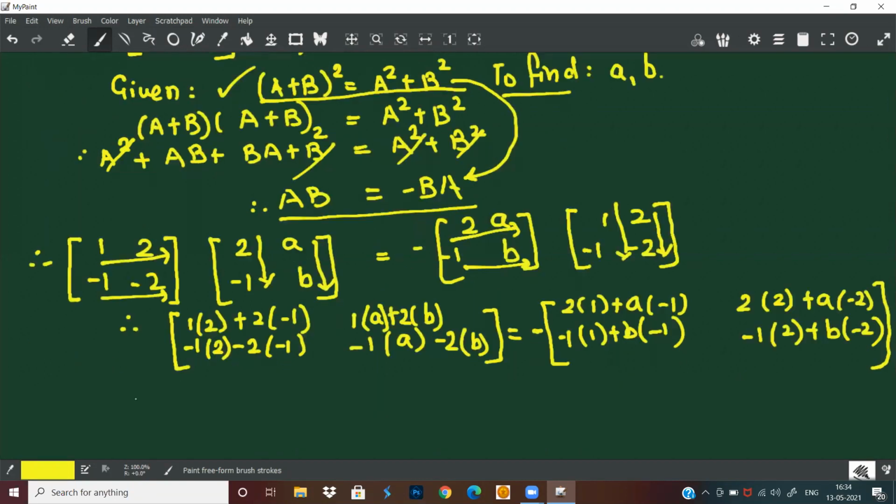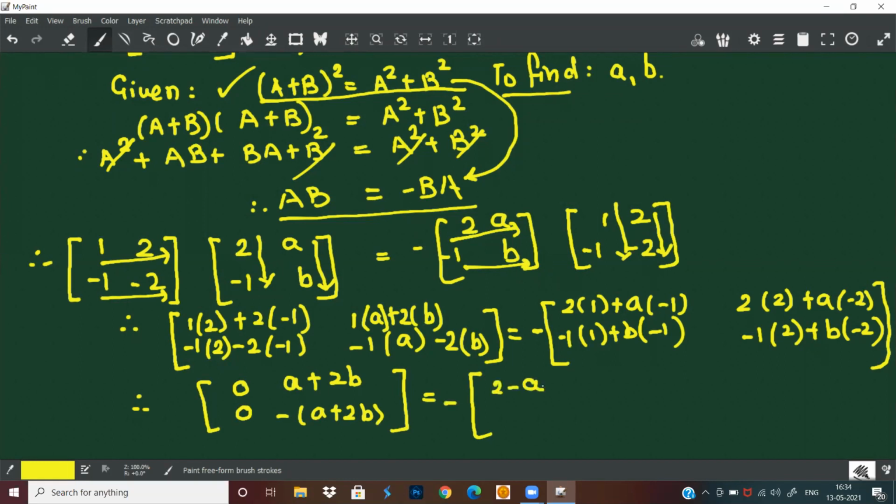This is what I wanted to tell you. So this is 2 minus 2, you will have 0. Minus 2 plus 2, you will have 0. a plus 2b, and minus of a plus 2b. Is equal to minus of, see, this will be 2 minus 8. So if I multiply, will you understand? Otherwise, I'll write. Then here it will be minus b minus 1. For an MCQ, this much is enough.